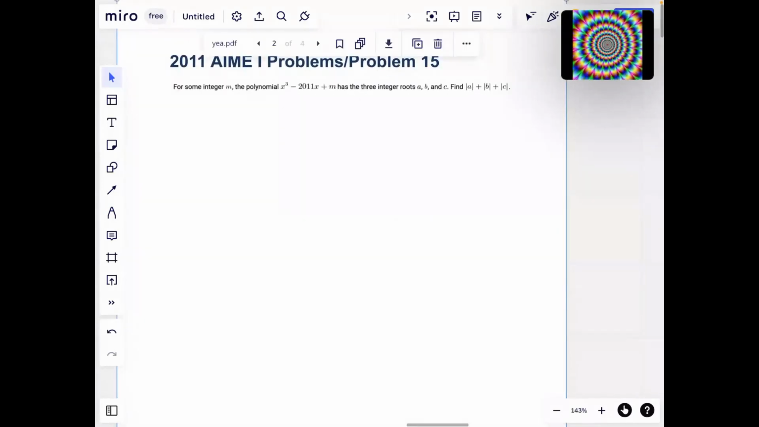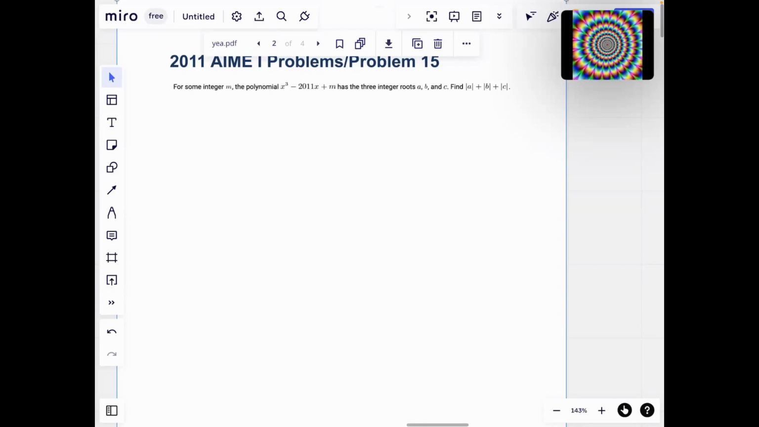So for this question, for some integer m, the polynomial x cubed minus 1011x plus m has the integer roots a, b, and c. Find the absolute value of a plus the absolute value of b plus the absolute value of c.